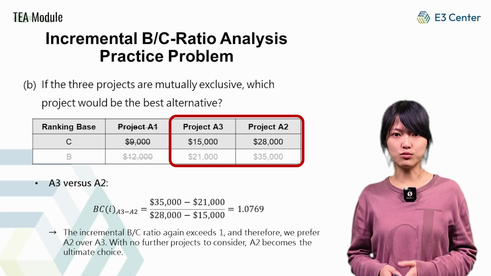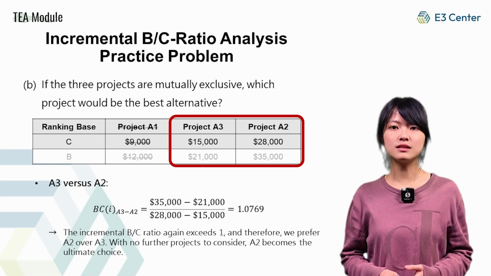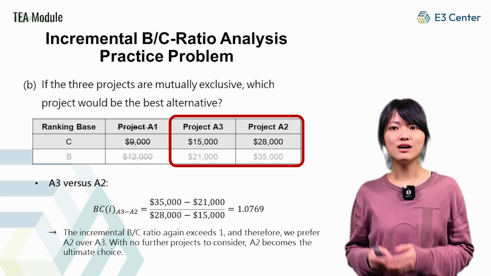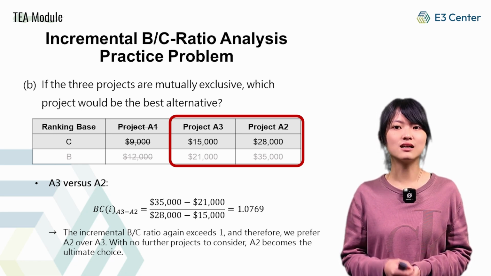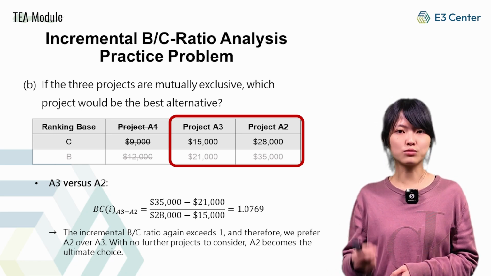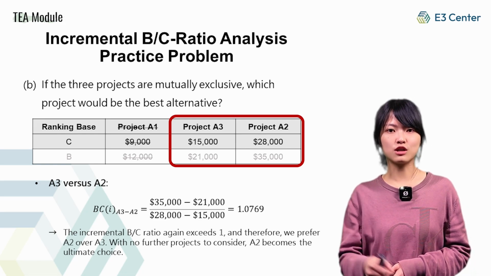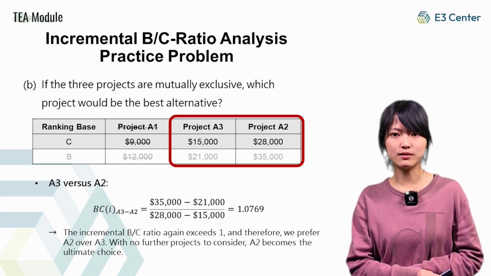One of the key takeaways here is that by computing the incremental BC ratio, we ultimately will select the project that is consistent with the PW or present worth criteria, which is project A2 in this example.